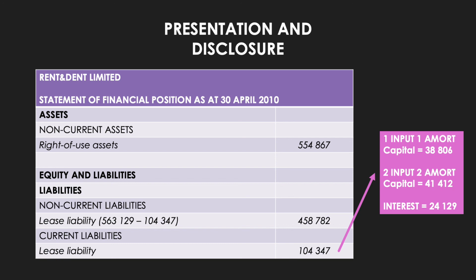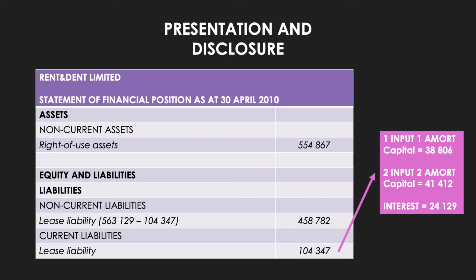If we start with the right of use asset, we know that the right of use asset relates to this machinery that we are leasing. We are leasing the machinery for a period longer than 12 months, and therefore this right of use asset is classified as a non-current asset. The balance of 554,867 Rand is the same balance that we calculated in the right of use asset subnote of the lease contracts in which the company is a lessee note, note 21.1.